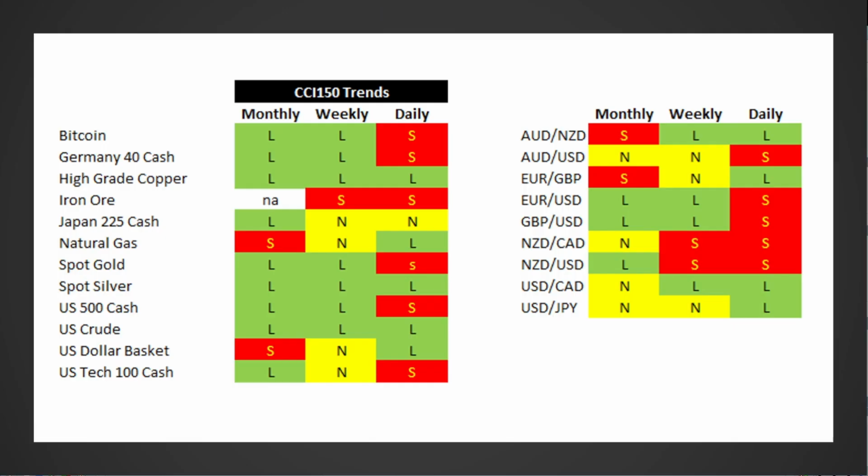Plus we're introducing a new table in each of the videos. I'm going to be covering today's video on silver, of course, but you can see there the other instruments, including some FOREX, it shows the monthly, weekly and daily trends. So silver today, we're looking at all time frames showing bullish movement, but there may be a reversal in play.